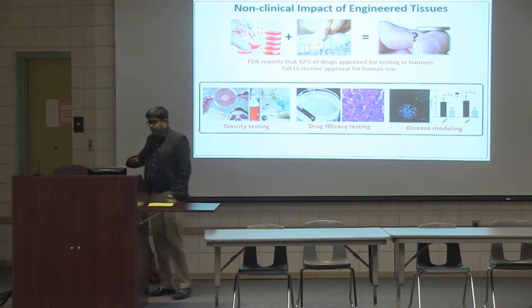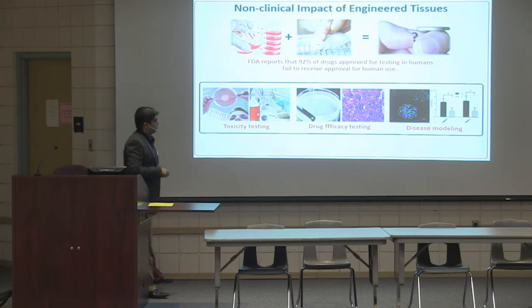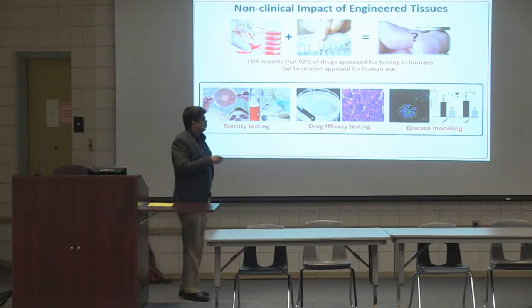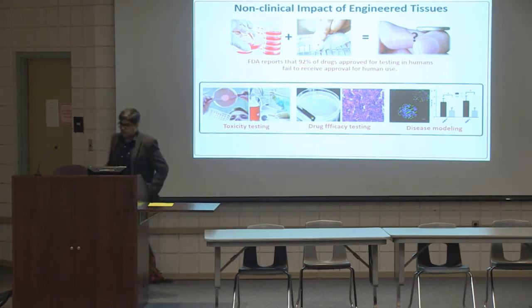So a lot of the makeup contains chemicals which can be harmful to the skin. Traditionally, this has been tested in rats and mice, pigs. But now companies are investing in engineered skin, where you can make this engineered tissue like we discussed, and test their makeup on that before they get to humans. So you could test for toxicity, you could do drug efficacy testing. You could also use these models to study different diseases.